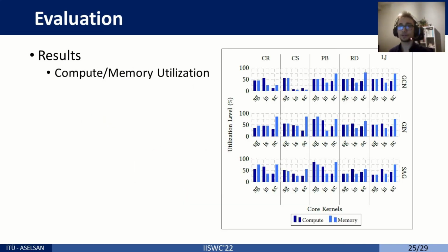We also compared the compute and memory utilization of kernels. We observed that scatter kernel utilizes memory more efficiently than other kernels, especially when employed in GIN and SAGE models. Compute and memory utilization of SGEMM kernel scales up as the input workload is bigger. For example, with LiveJournal dataset.